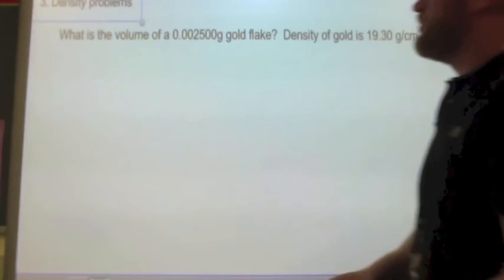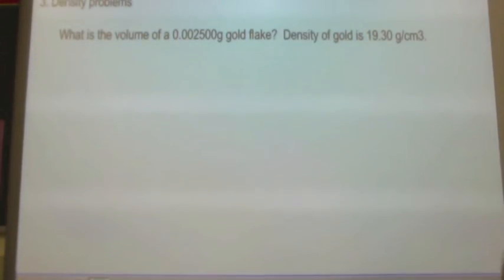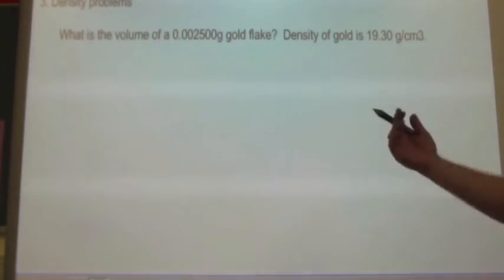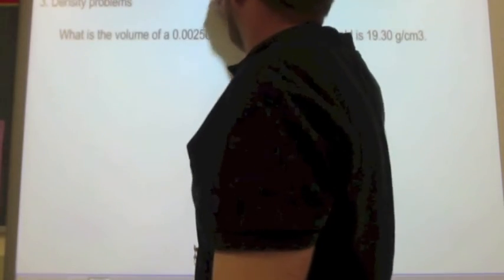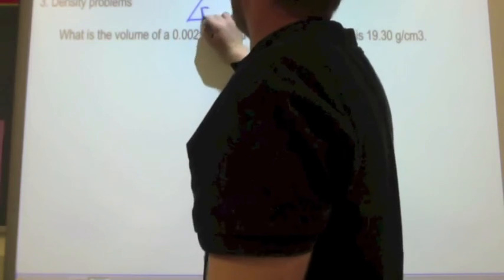Next one. Again, you might want to pause right here, work it out, and then play. What is the volume of a 0.002500 gram gold flake? Density of gold is 19.30 grams per centimeter cubed. Okay? Solving for volume now. We're given mass and density.